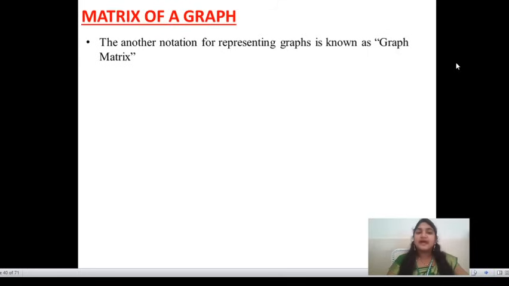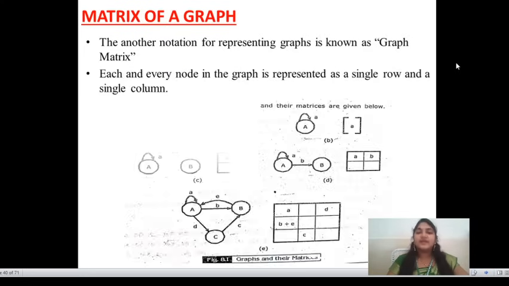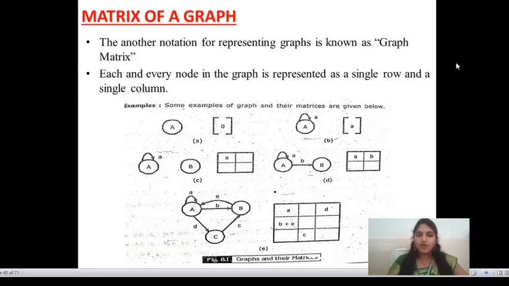Another notation for representing a graph is known as a graph matrix. Just as we have the state graph, flow graph, data flow graph, transaction flow graph, and transition flow graph, there is also a graph matrix, which is a representation of the pictorial graph. Each and every node in the graph is represented as a single row and a single column. In the state graph we use nodes, links, and loops, but in graph matrices we use rows and columns, a single row and single column based on the matrix size.